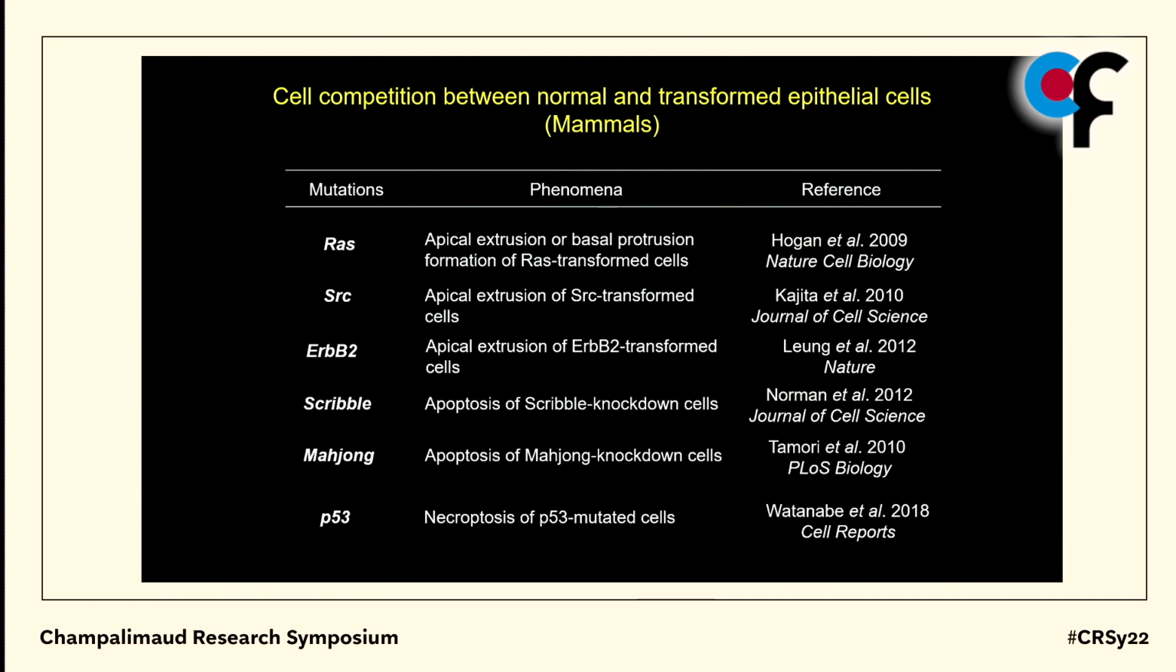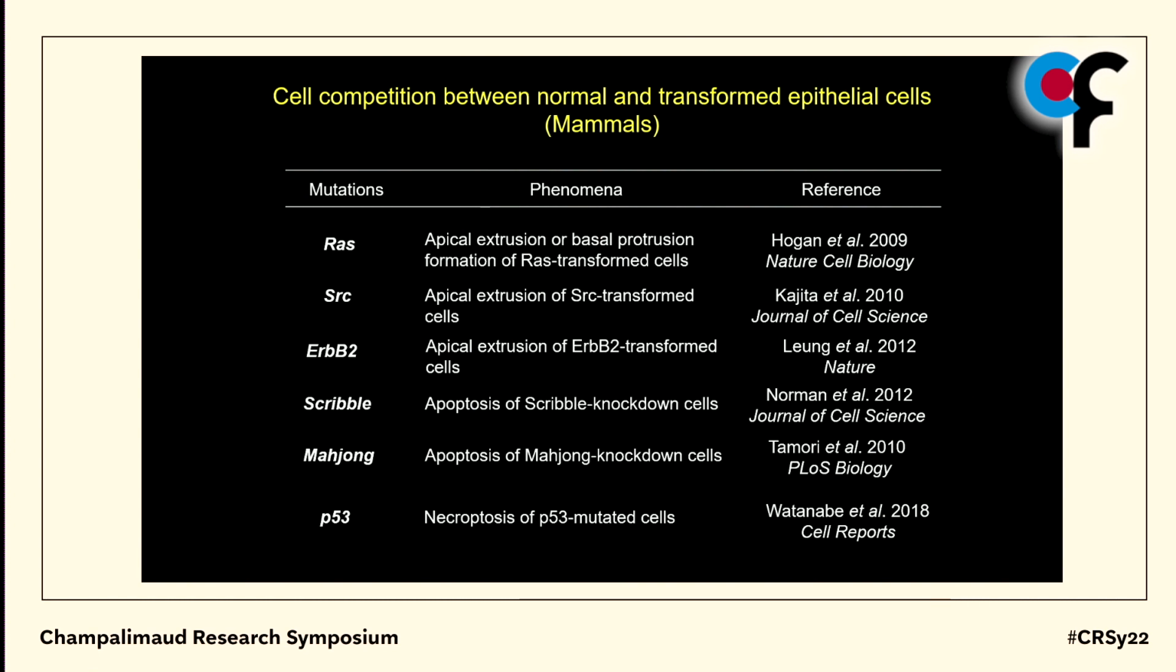Okay, cell competition was originally identified in Drosophila, and Eduardo Moreno's group is one of the very pioneering groups that really developed this cell competition field. But recent studies by us and others have shown that cell competition indeed occurs in mammals as well. For example, in addition to Ras, when Src or ErbB2 transformed cells are surrounded by normal cells, these transformed cells are apically extruded. And also Scribble, Mahjong, and Pif3, these are tumor suppressor proteins.